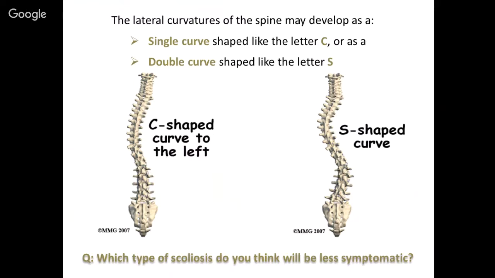And so the answer is the one that is more preferable, let's say, or less symptomatic, is the S-shaped curve. And that is because it's compensated. There's a compensation pattern, and whenever the body can compensate itself, there'll be less issues.